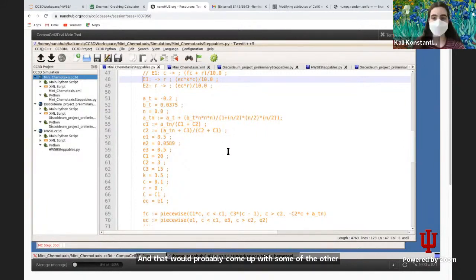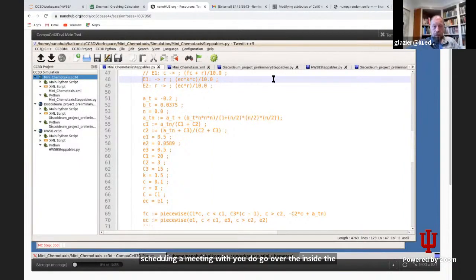Okay. So I may end up scheduling a meeting with you to go over the inside the cell, outside the cell coupling. But my suggestion would be to first take the model you wrote and put it in the cells and make sure that it runs just the way it did normally. And then we'll say, okay, now the chemical outside the cell, the amount secreted is the amount of cyclic AMP inside the cell. Maybe with some threshold or something else.